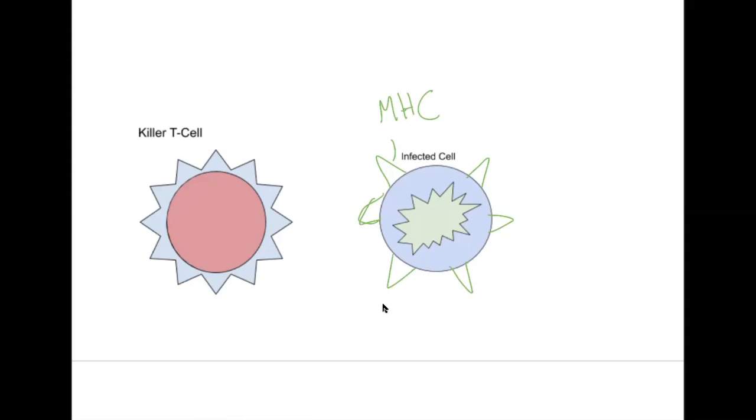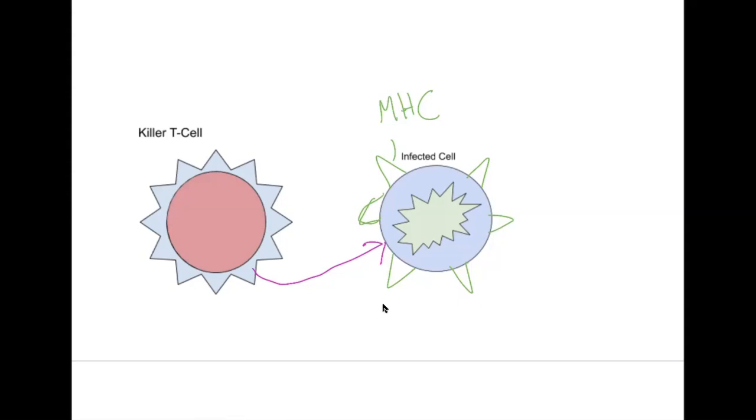So in this specific case, this green MHC appears, and the killer T cell is going to come over and deal with the situation. It's like, okay, this cell is compromised. It's going to start infecting the rest of my body. I have to get rid of this. I have to deal with this situation before it gets worse.